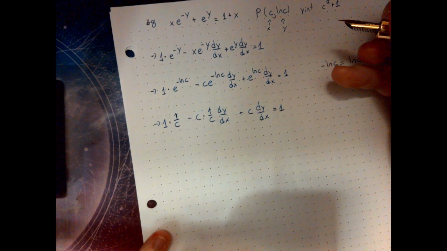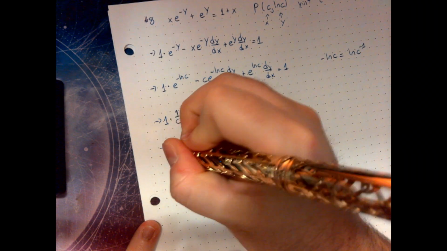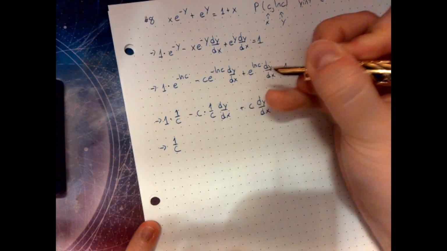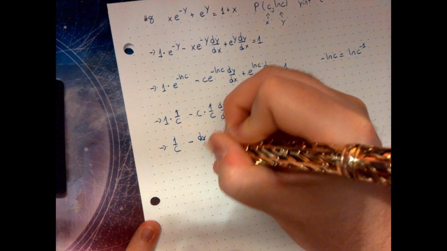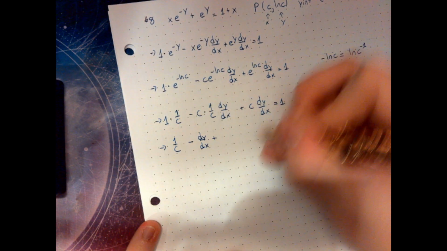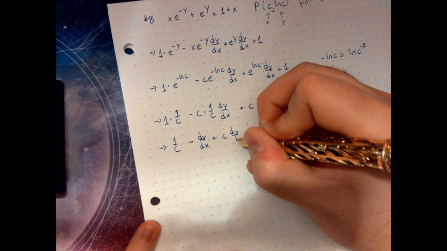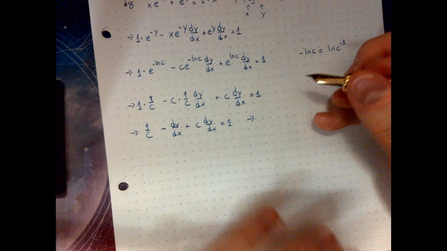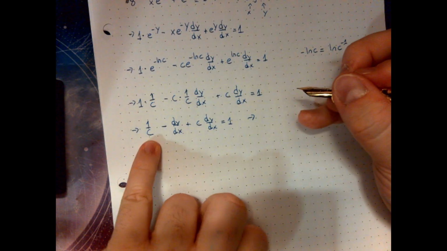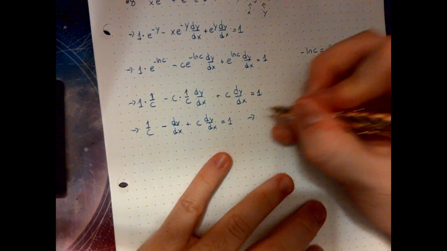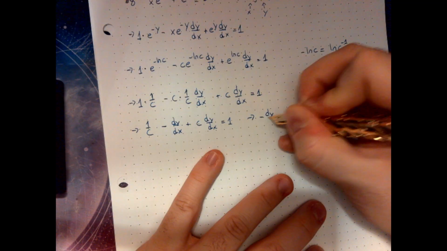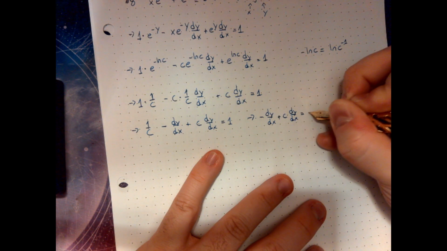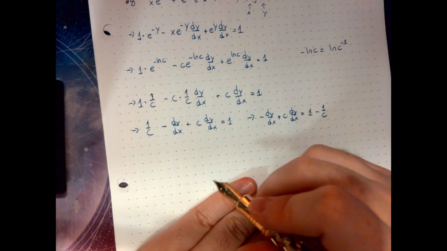Now, like I said, let's simplify as much as we can before we move stuff over. So, this stays as 1 over c. This stays as what? c and c cancel, so it's just minus dy/dx. Plus, nothing to simplify here, c dy/dx is equal to 1. Now I give myself a little bit more room. So, what I'm going to do now is move all of my terms that don't have dy/dx over to one side. So I end up with minus dy/dx plus c dy/dx is equal to 1 minus 1 over c.